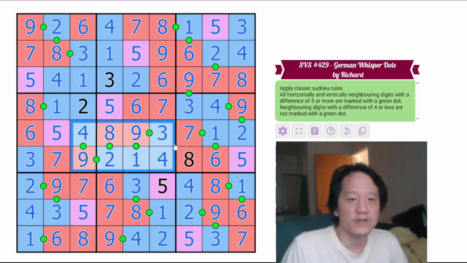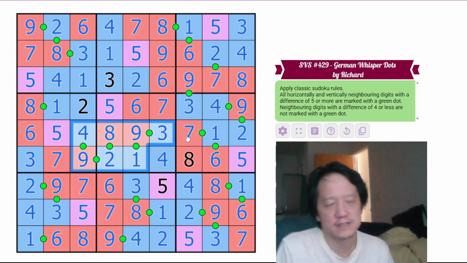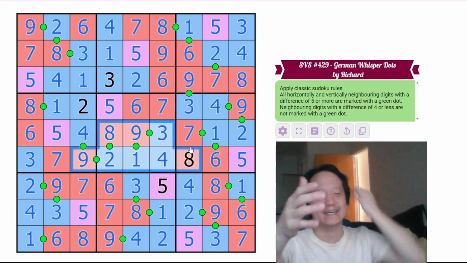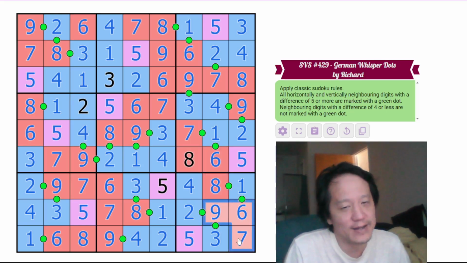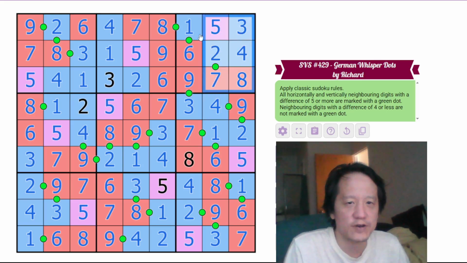Pretty nice use of the negative constraint here. I do like German whisper lines or dots, and this was fun. Mainly because I get to color a lot. So I don't know why I love coloring on Sudoku grids. So this is always a pleasure when I get to color the entire grid, and it makes sense. So the negative constraint was very well used, I felt, throughout.